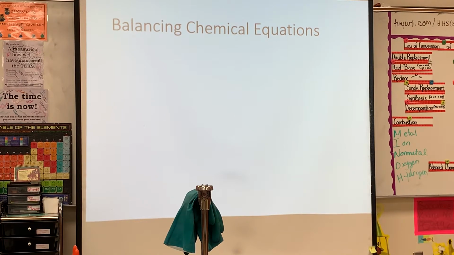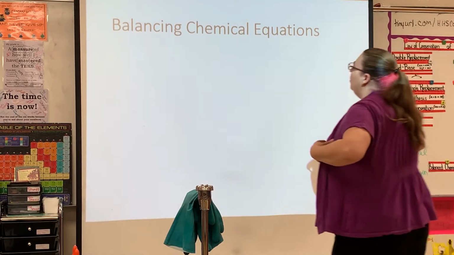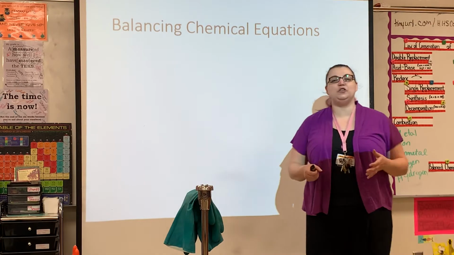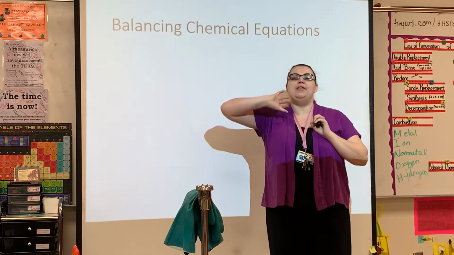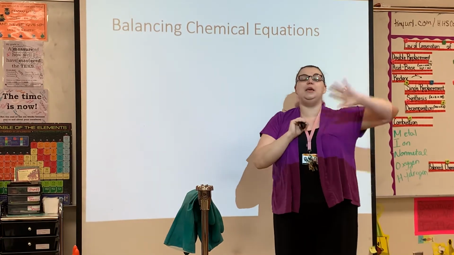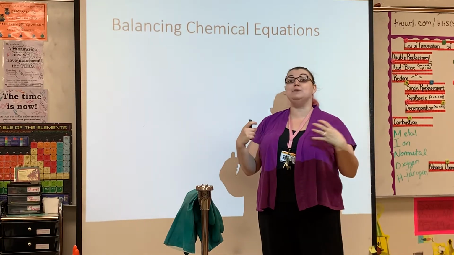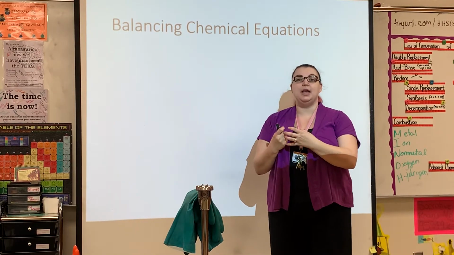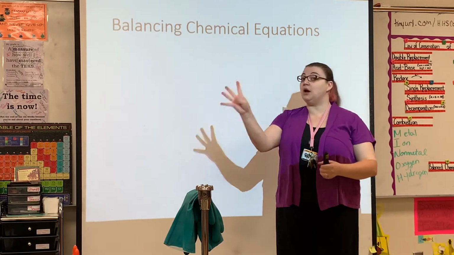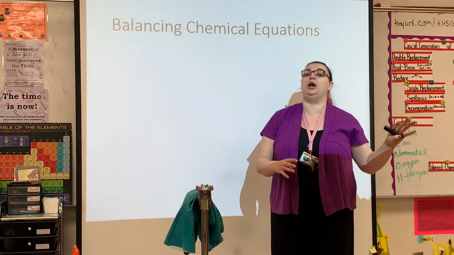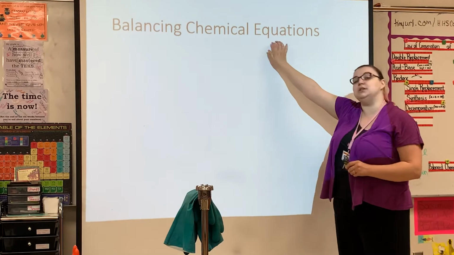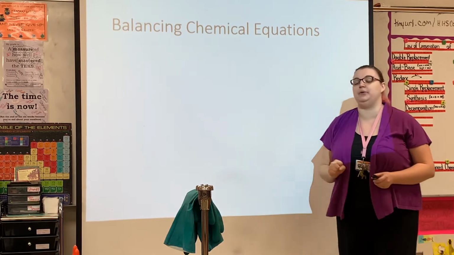Okay guys, so yesterday we talked about the law of conservation of mass and how when we're looking at a chemical reaction, we have to know that the mass before is equal to the mass after. And the bigger concept is that the atoms that create that mass have to be equal. So if I start with 4 carbon atoms, I gotta end with 4 carbon atoms. And so that brings us to our topic for today, which is to balance chemical equations.